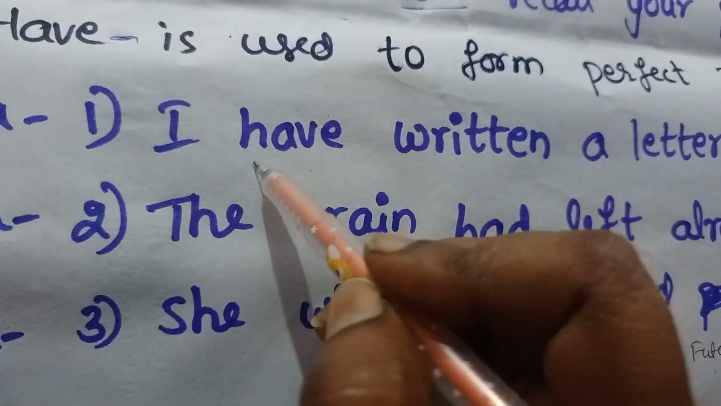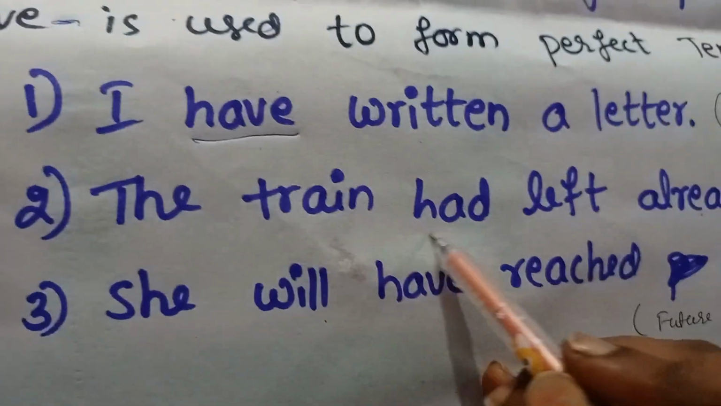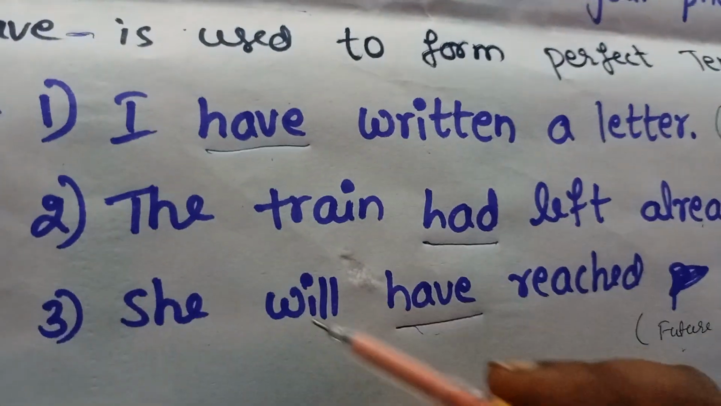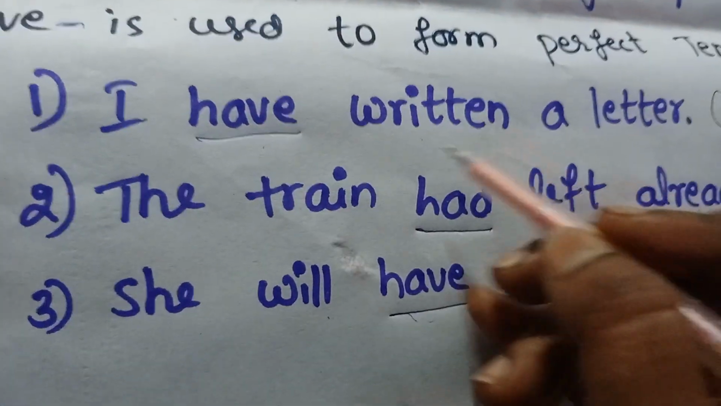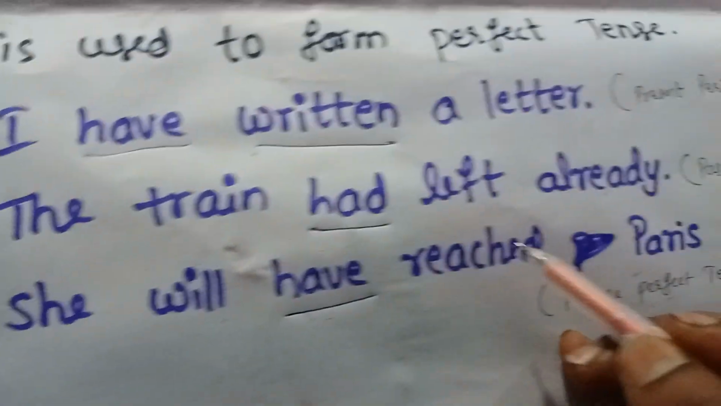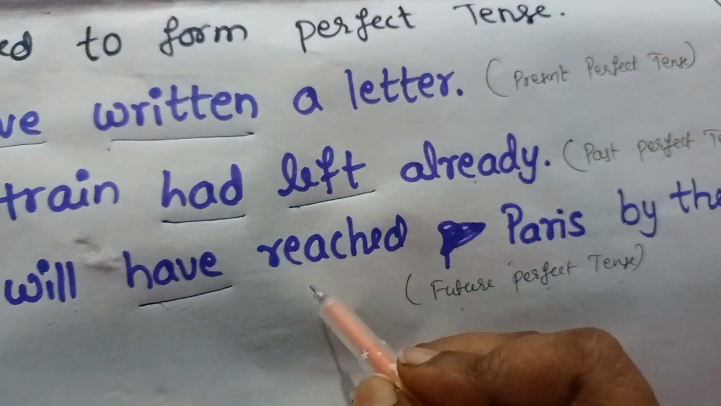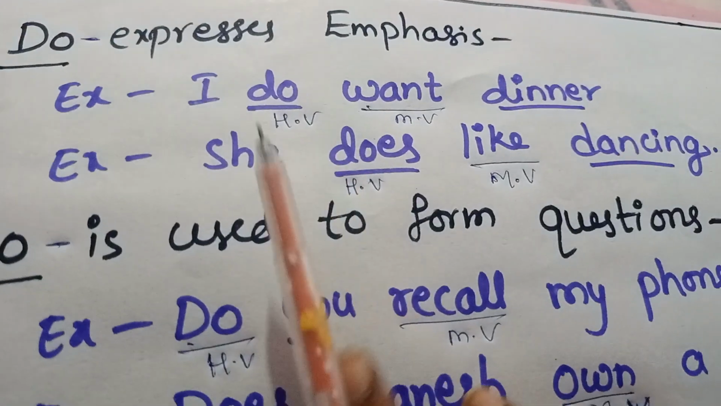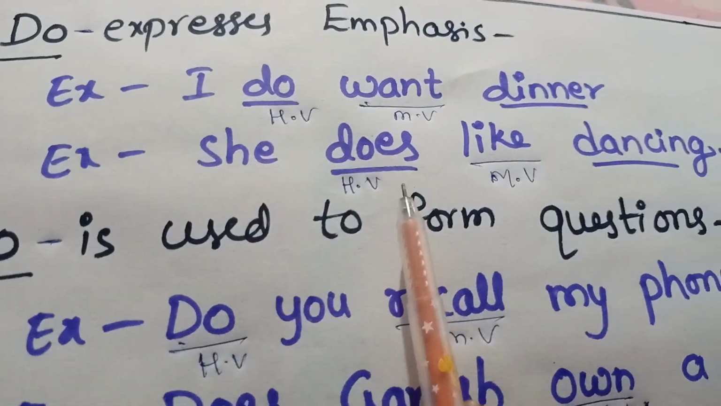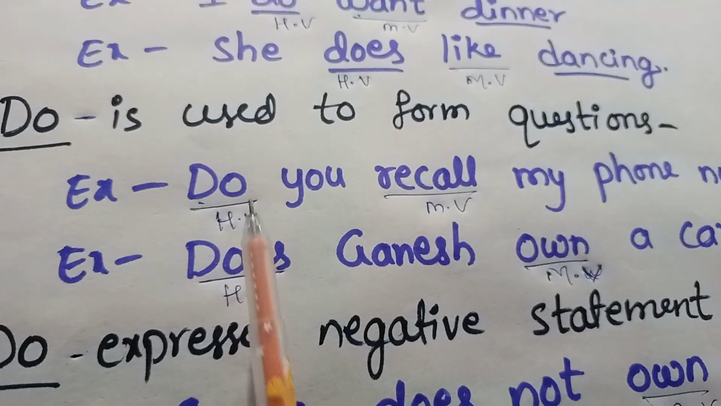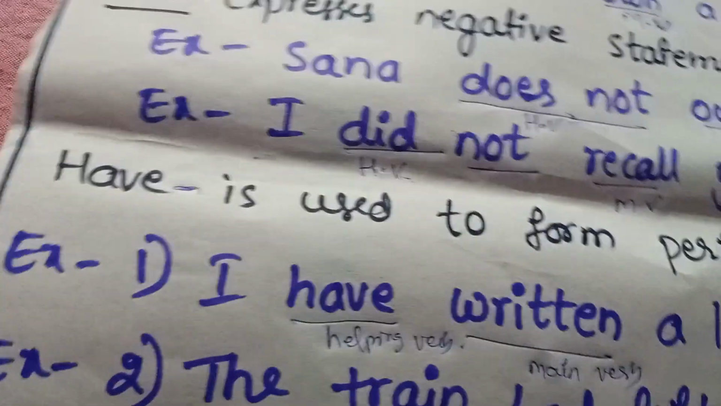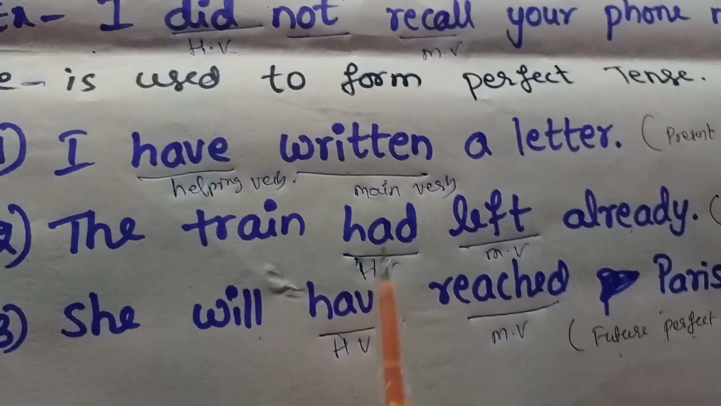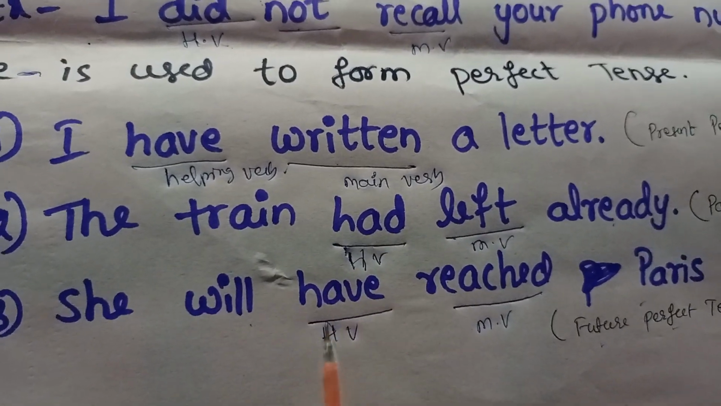In these sentences, have, had, have are all helping verbs. They support the main verbs written, left, reached. Here, these are all helping verbs. Do, does, did, have, had.